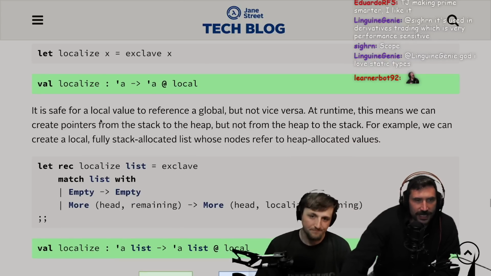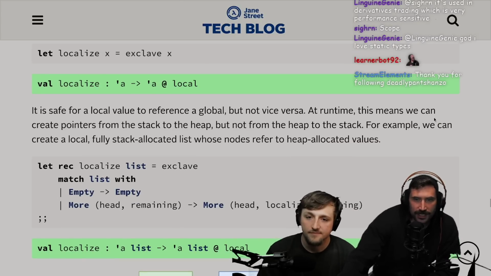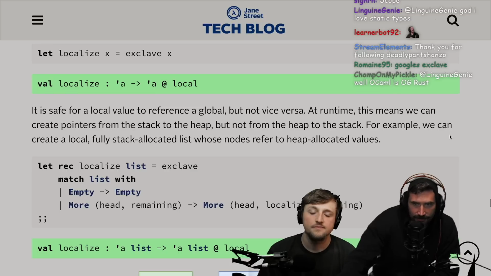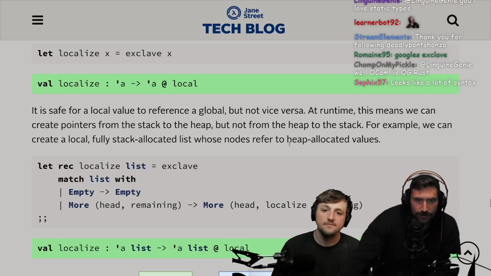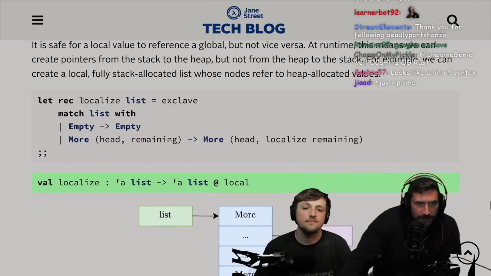Yep. Okay, it is safe for a local value to reference a global, but not vice versa. At runtime, this means we can create pointers from the stack to the heap, but not from the heap to the stack. For example, we can create a local, fully stack allocated list whose nodes refer to heap allocated values.